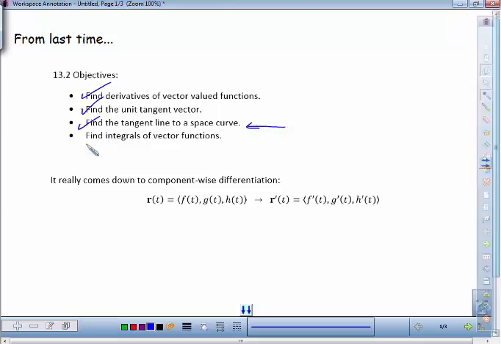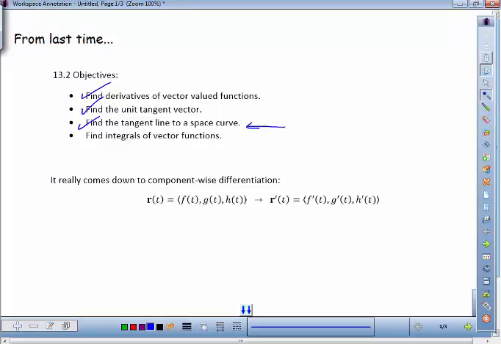And the new material that we're going to go over today from this section is integrating. And integrating is like differentiating. You just do it component by component. And so we'll just do one quick example of that. And then we'll move on to the next section, 13.3. All right.